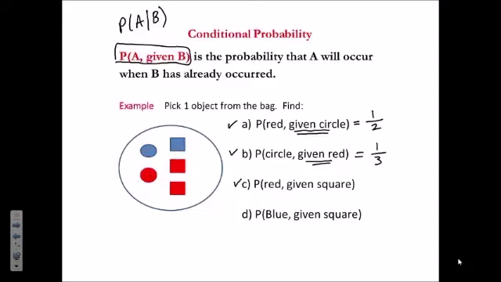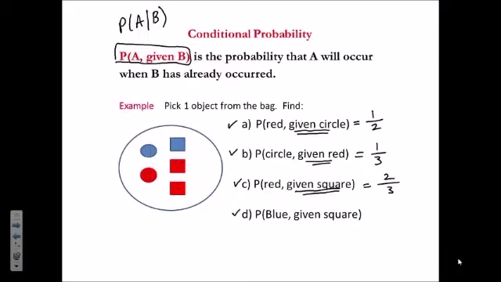The probability of picking red, given you know a square has already been picked. So start with the given. Given, you're only talking about squares. Forget the rest. There are 3 squares. What is the probability of picking a red one from those 3? Well, 2 out of 3 are red.